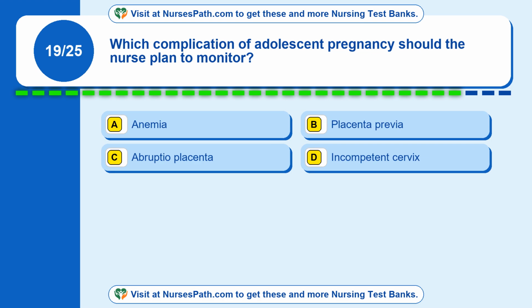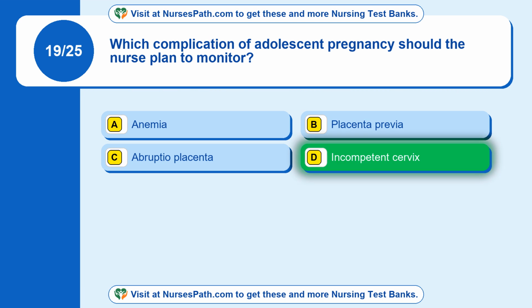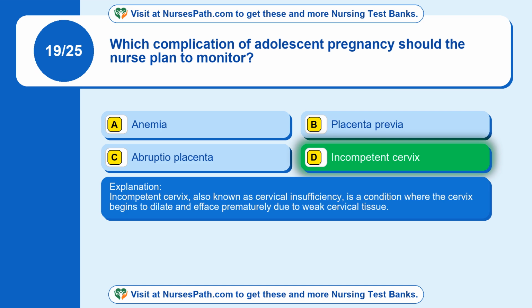Question 19. Which complication of adolescent pregnancy should the nurse plan to monitor? Option A. Anemia. Option B. Placenta previa. Option C. Abruptio placenta. Option D. Incompetent cervix. The correct answer is option D. Incompetent cervix, also known as cervical insufficiency, is a condition where the cervix begins to dilate and efface prematurely due to weak cervical tissue.